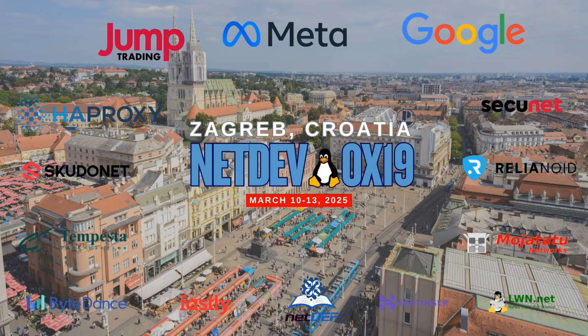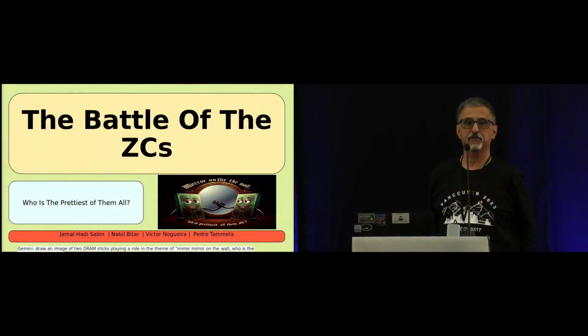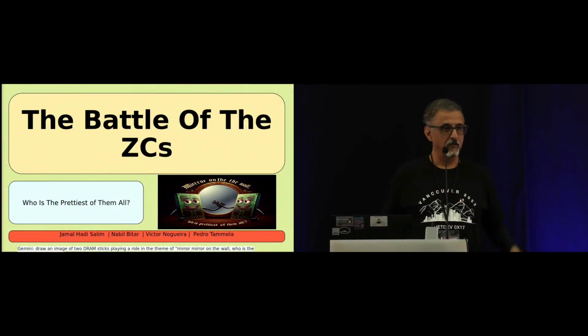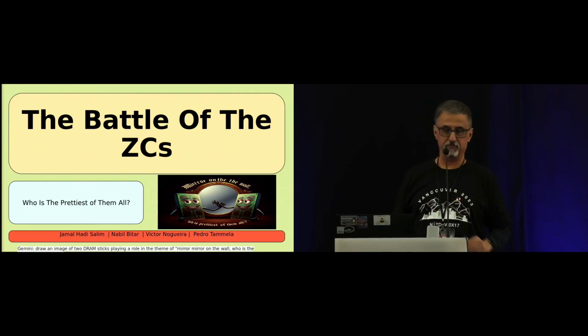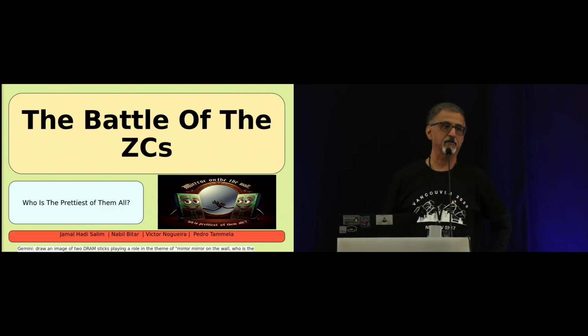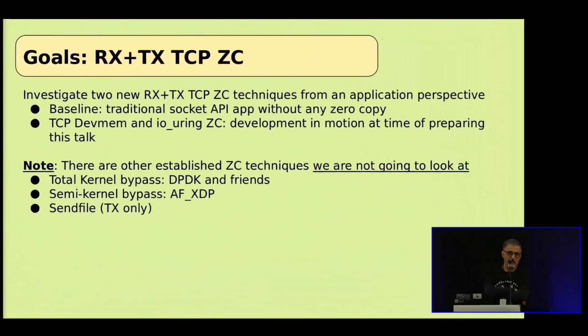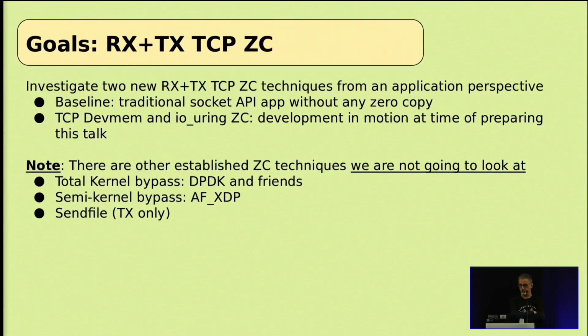So this work was done by myself and my co-authors listed there. It was mostly to try and compare io_uring versus TCP devmem. Back in Santa Clara we did some of this work, but there were some features missing from both devmem and io_uring. So again, it's just to investigate these two. Our major goal was just to try and understand the performance characteristics and interfaces. How would someone write an app for this?